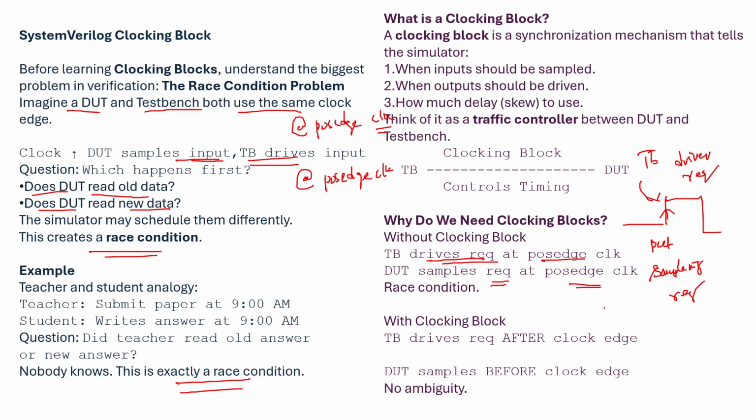So with the clocking block, the TB drives the request after the clock edge, and the DUT samples the signals before the clock edge. Here, after the clock edge, the TB drives the signals, and here the DUT samples the signals before the clock edge. Then this ambiguity will be removed and the race condition avoided.